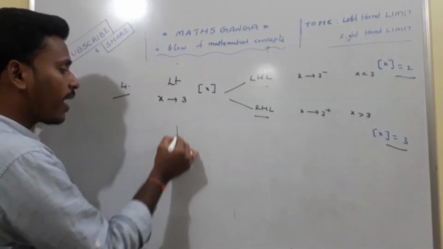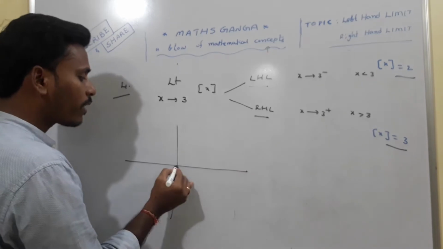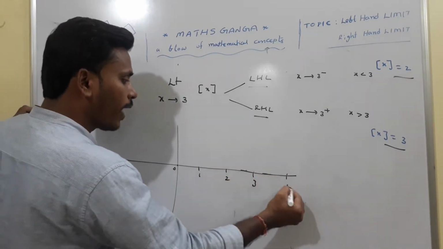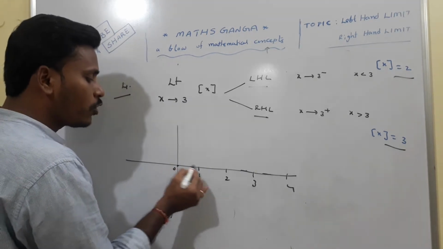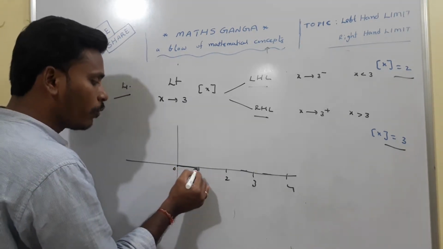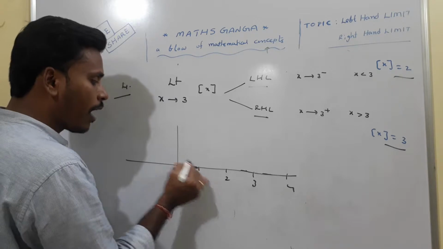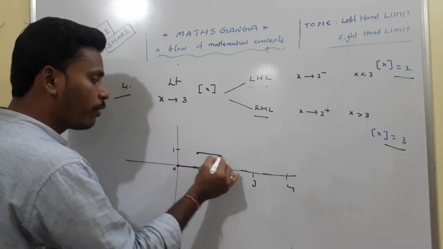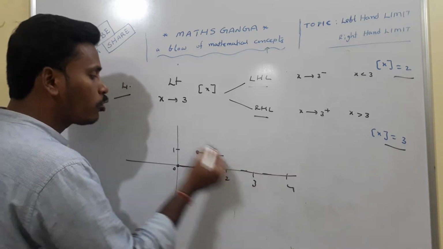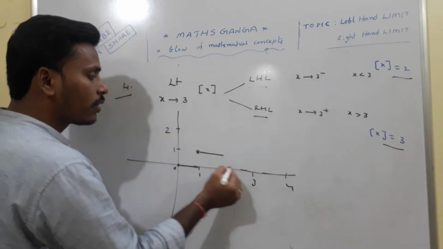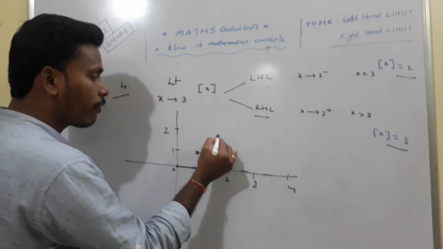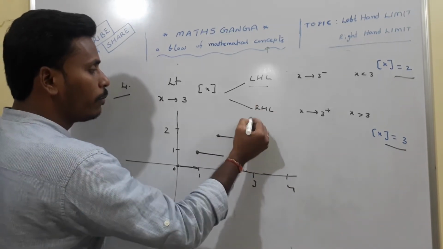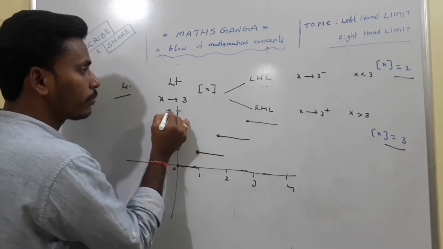If you observe the graph of step x for the values 0, 1, 2, 3, 4, for all the values in between 0 and 1, the result is 0. So the graph will be like this. And for all the values between 1 and 2, the step value is 1, so the graph will be like this. And for all the values between 2 and 3, the result is 2, so the graph is like this. And from 3 to 4, the graph will be like this at 3.